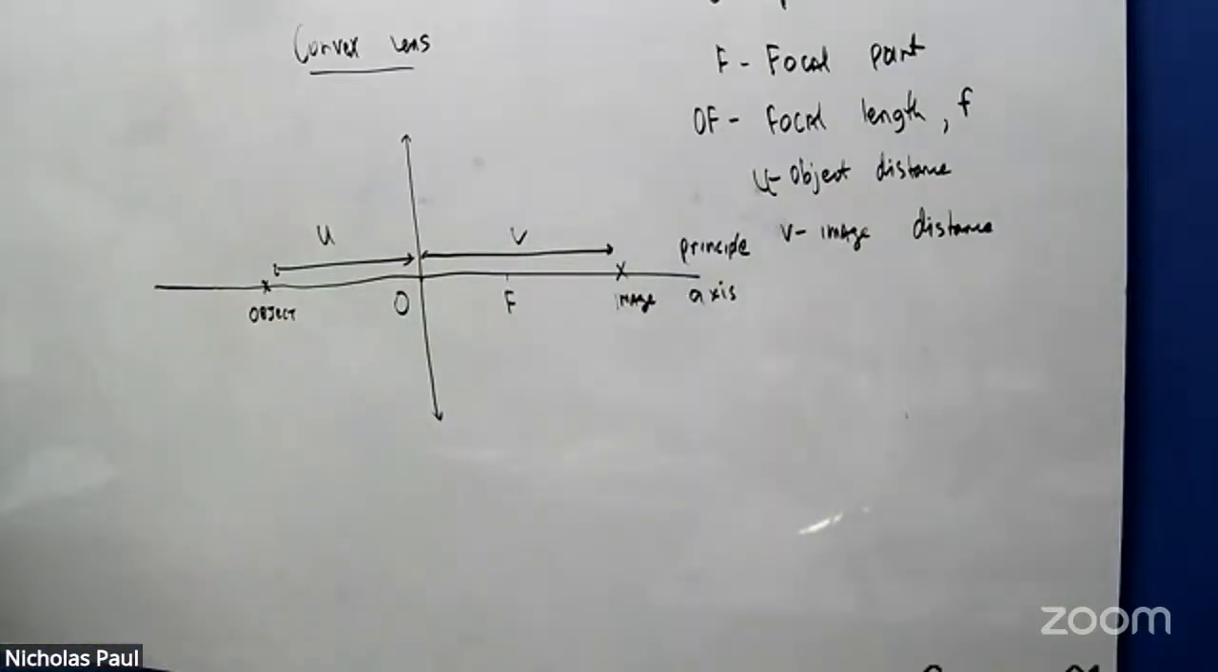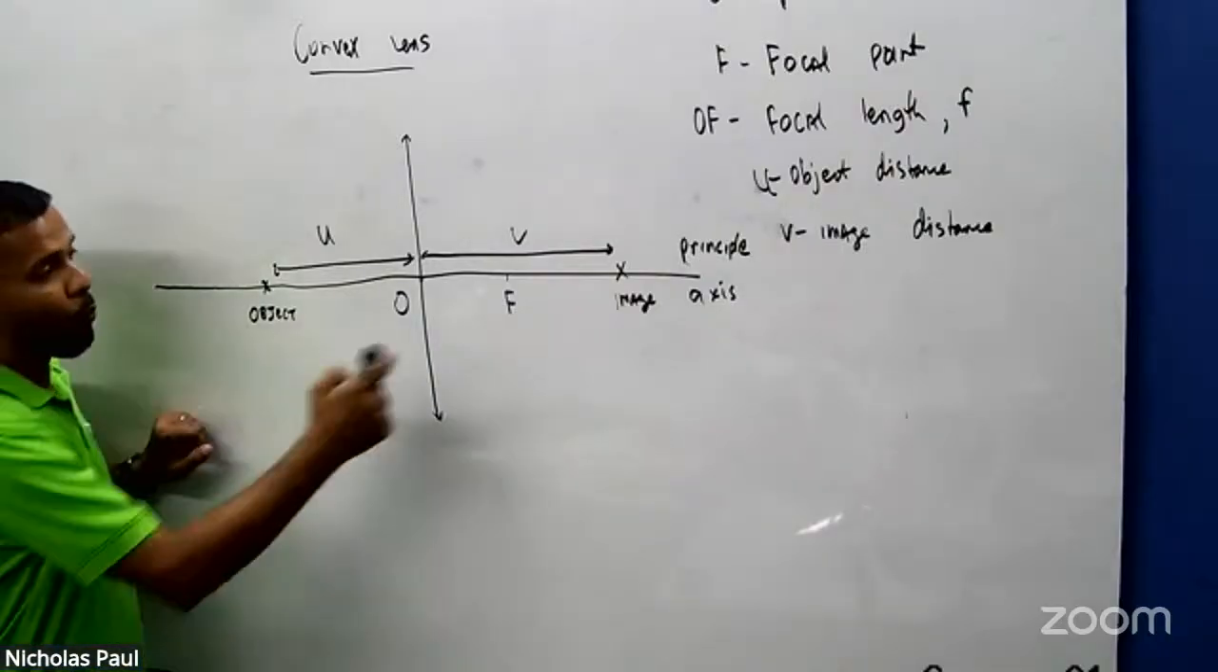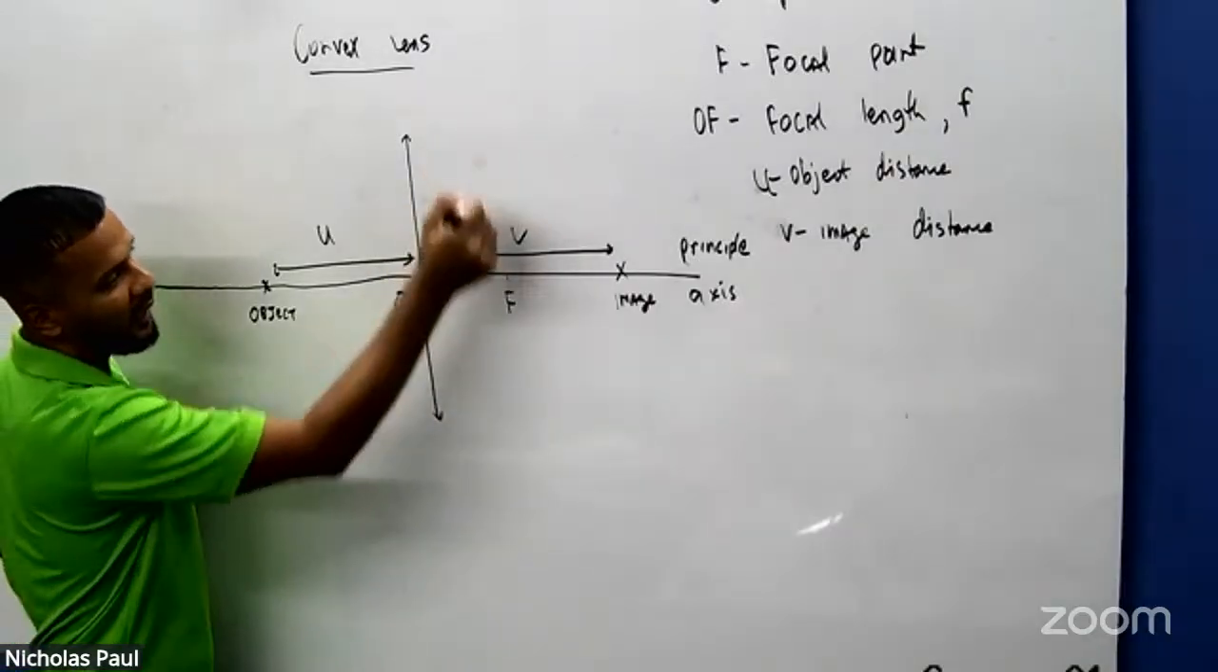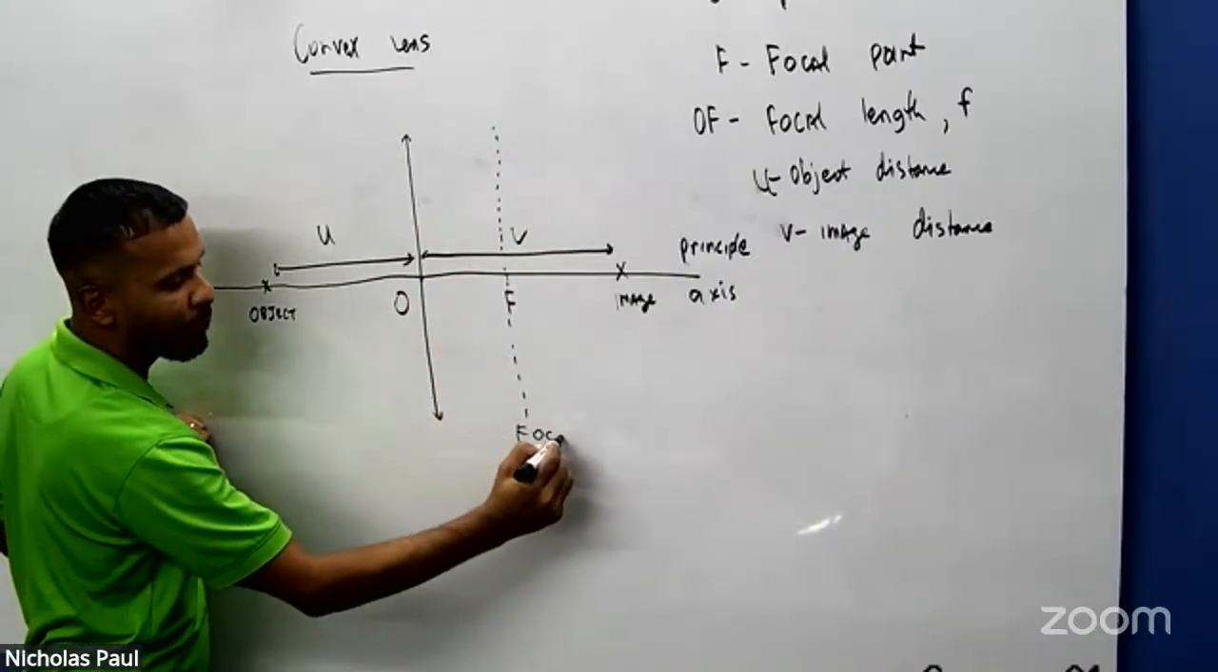And there's one imaginary plane. One more thing that's missing here is this imaginary line here. That line, we call that your focal plane.